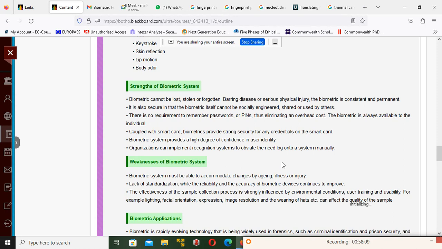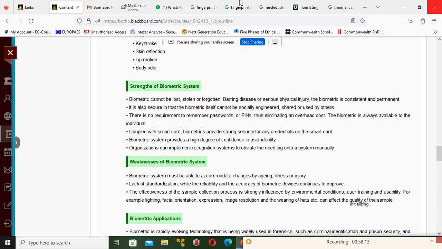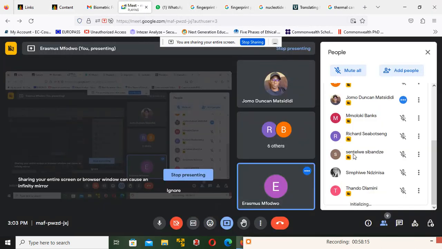But there are weaknesses. Who can tell me? Let me go back to you guys. Can anybody at all turn on the mic and then tell me at least two weaknesses that will be in the biometric system? Hello.